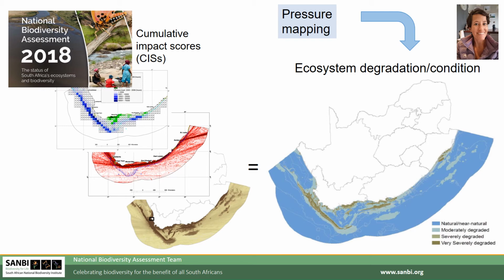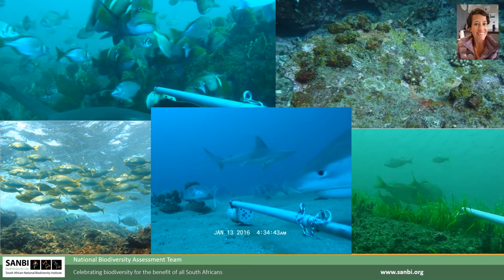However, these ecosystem assessments are a proxy for ecosystem condition based on the assumption that where you have a high intensity of pressures, we assume that the ecosystems are in poor condition and vice versa. While these maps are important to estimate condition at a national scale, we still don't know for sure what the real ecosystem status is, particularly at a much finer scale. What is really going on underwater?